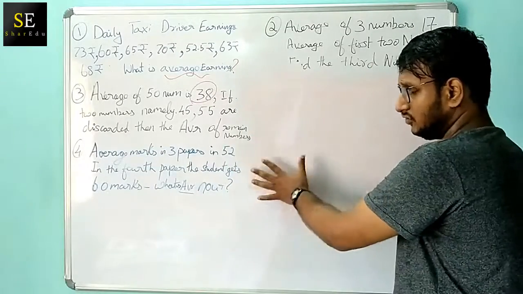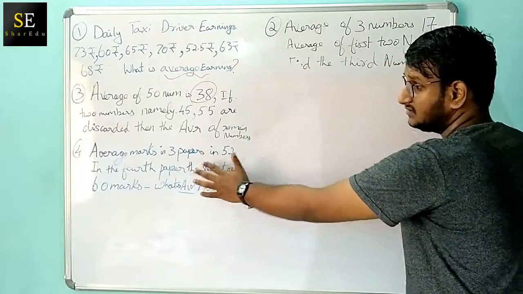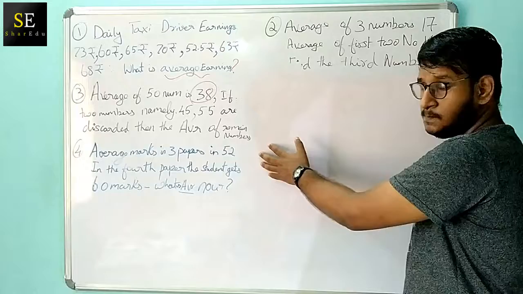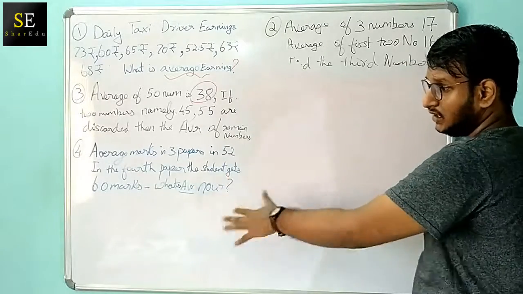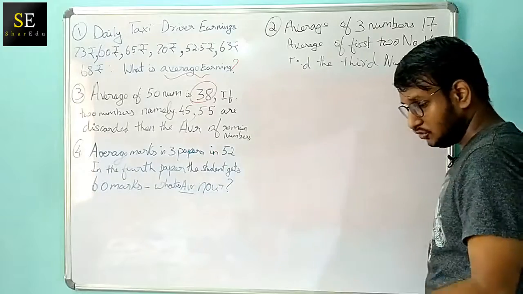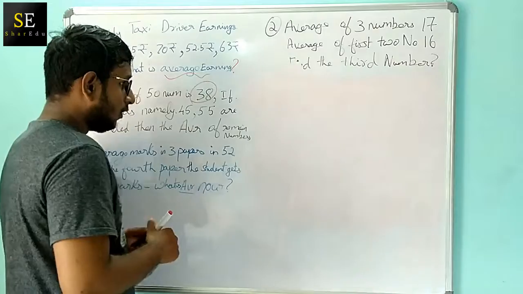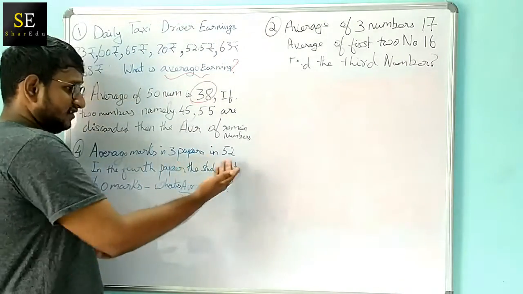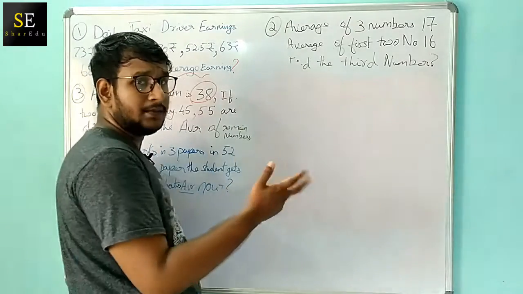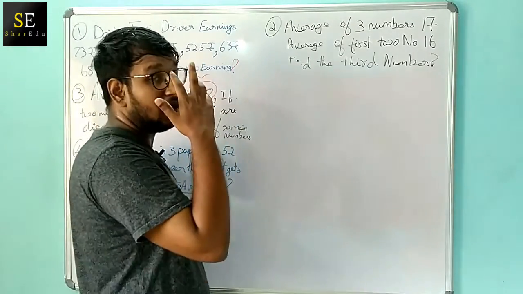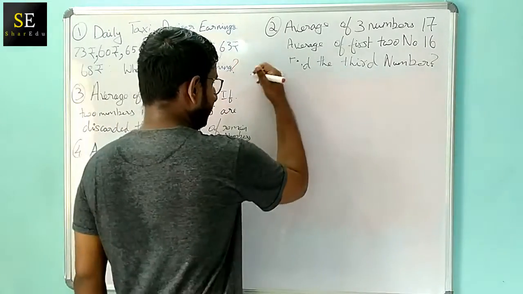The fourth is also a simple question. They have given the average marks in three papers, that is 52, and they said that the fourth paper mark is 60, and now what is the new average? A student gets three papers first, and in those three papers his average is 52. After a few days he gets his fourth paper, in which his mark is 60. Now what will be the new average? So this is also a simple type of question.